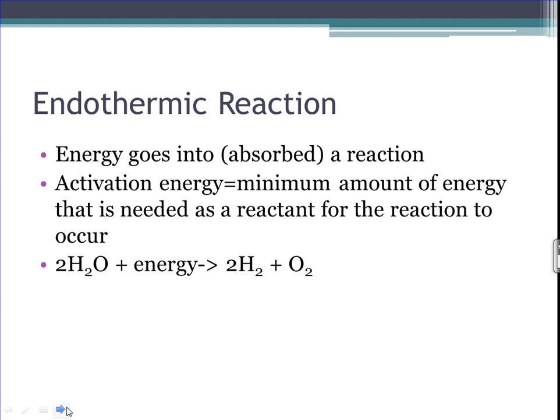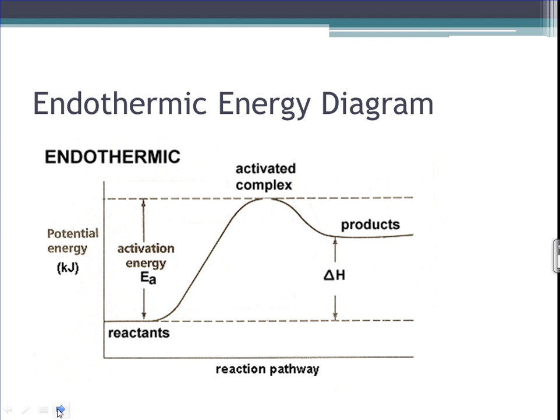The opposite is called an endothermic reaction. Energy has to go into the reaction. It's absorbed to make it happen. And again, it's because of the activation energy that's needed to make it occur. So to break apart water into hydrogen and oxygen, we needed a battery to do that. We needed energy to break that apart. This is what the endothermic energy diagram looks like. You can see there's a lot of energy required in order for the reaction to occur.